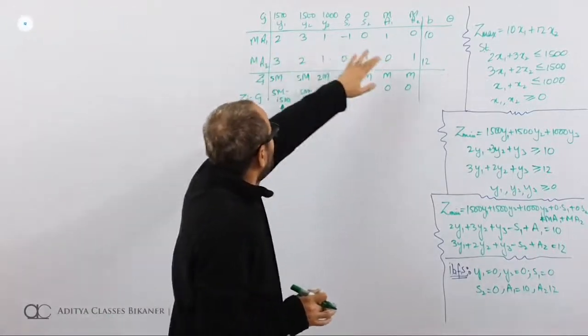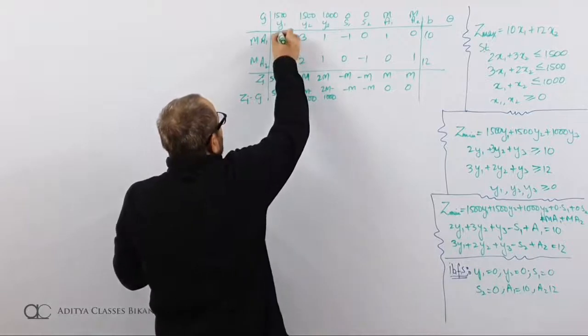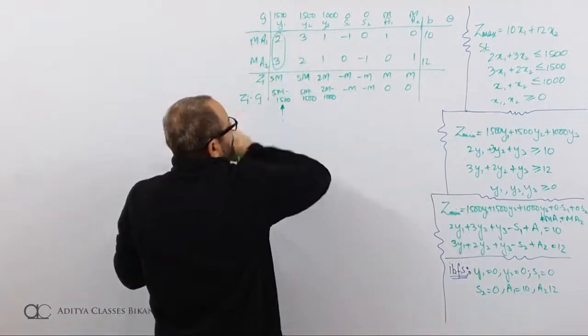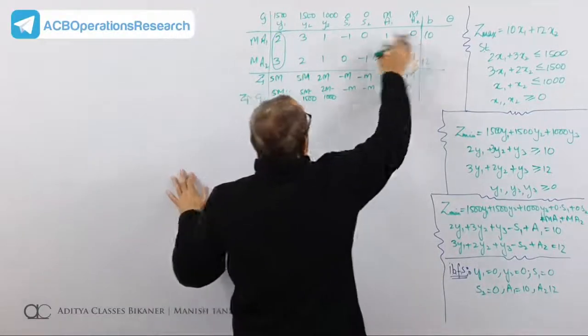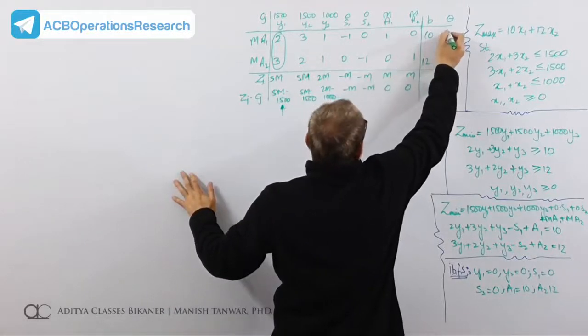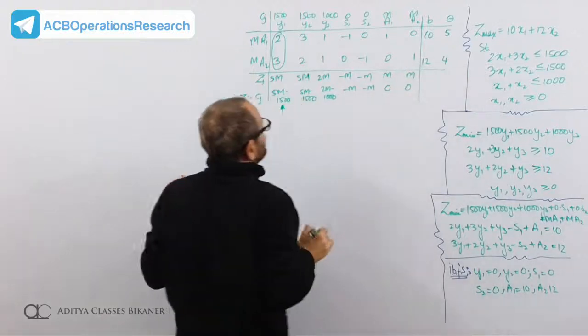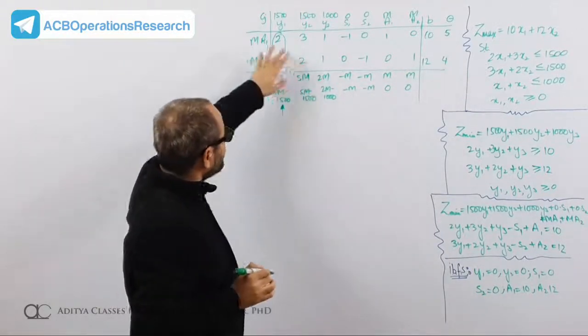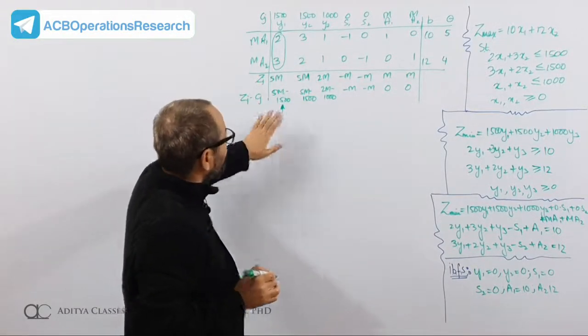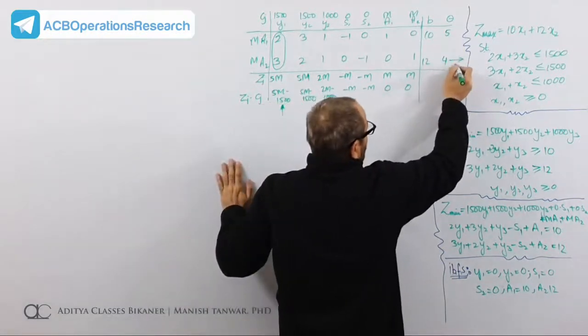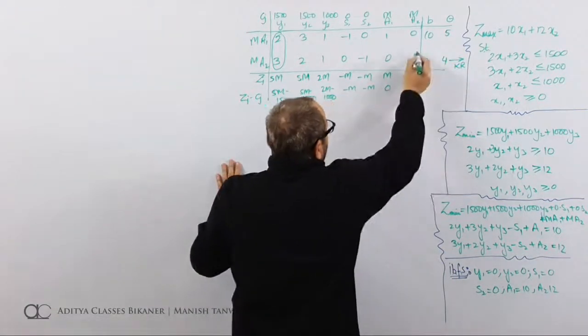So, we have our key column. Key row would be decided by 10 divided by 2, giving me a 5. 12 divided by 3 would be a 4. So, let me go with this one. This giving me my key row.